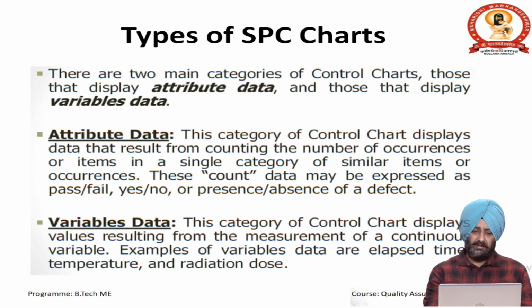Generally there are 2 types of SPC charts we have. It depends upon the data that you need to draw. Generally we have 2 types of data, attribute data or variable data. Attribute data basically means data in counts, and variable data is when the control chart displays values resulting from the measurement of a continuous variable. When we have continuous readings, for example temperature, radiation dose, or elapsed time, meaning data which can vary continually, it's variable data. So we have 2 types of data, attribute and variable data.